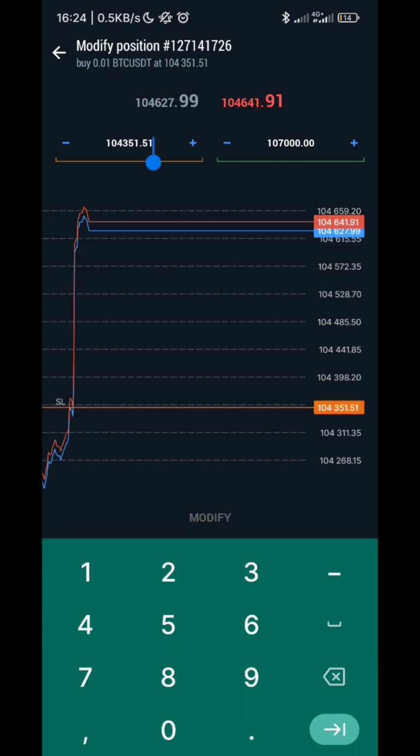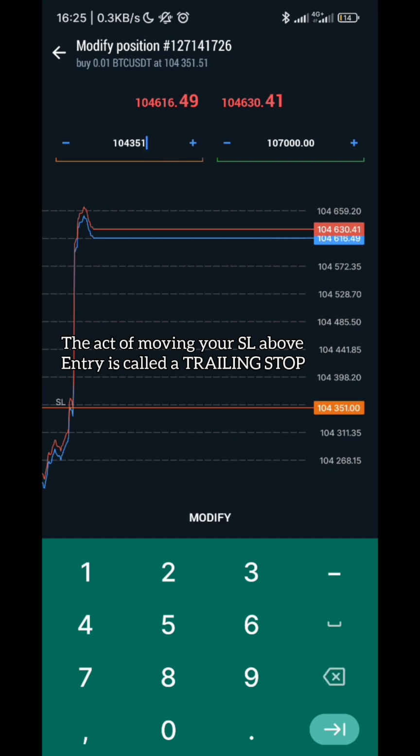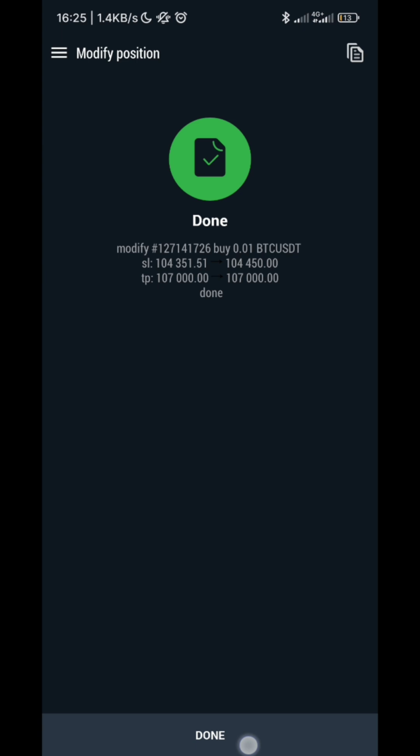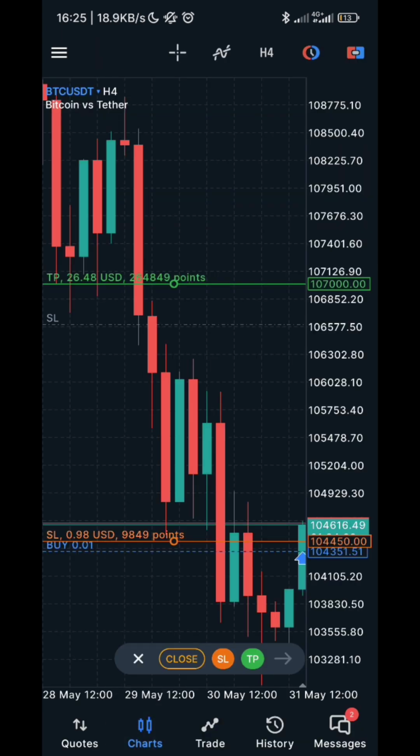So I have to take it above my entry. So my entry is 104351. What is the market now? The market is at 104633. So I'll just do 104450. Okay, and then modify. So if I come back to chart, you can see now that my SL is above my entry. Meaning if this market should reverse, I'll be leaving with 0.98 USD. But if it continues and hits my take profit, I'm going with 26 USD.